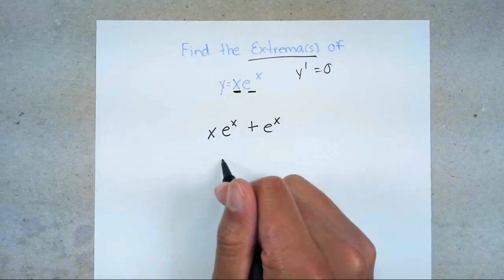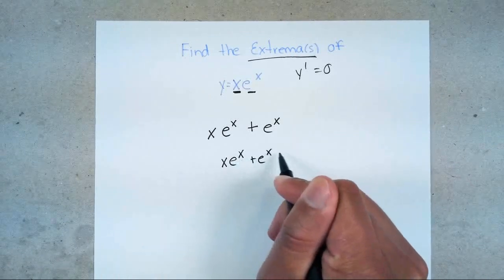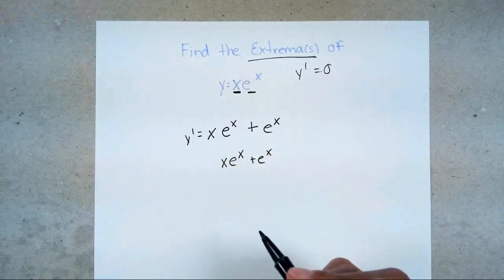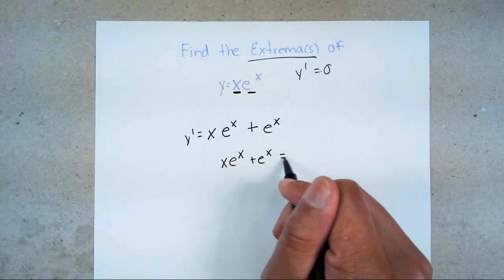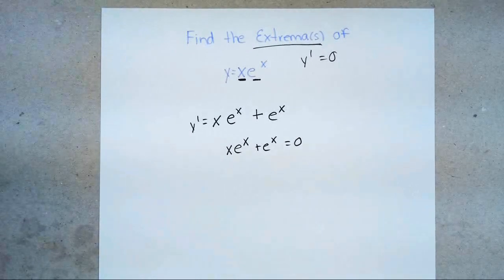So now, I have x e to the x plus e to the x. That's what y prime is equal to. But my goal is I want to find my extrema, so I have to find critical numbers, so I have to set this equal to 0. Now this is the part that a lot of people get confused because how do we even solve this?